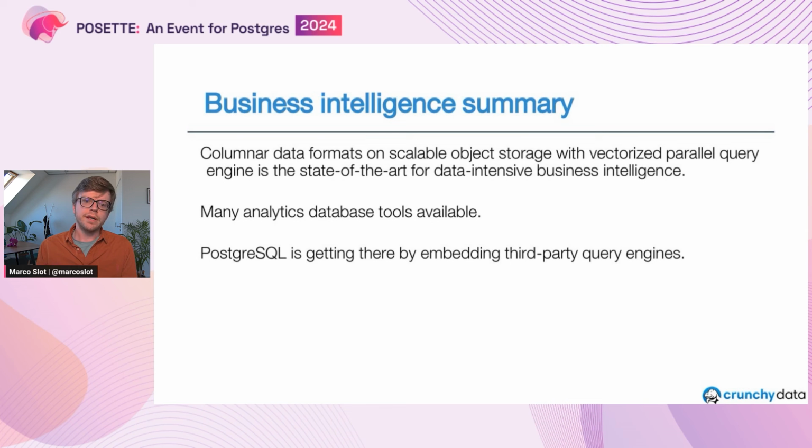So in summary, the state of the art for business intelligence is really columnar data formats with object storage and vectorized execution. And there are many analytic stores that use this. You may have heard the names of Snowflake and Databricks and BigQuery and Redshift, Athena, ClickHouse. And so they all follow this approach. But Postgres is now starting to get there as well by taking these third-party open source query engines and embedding them via extensions.